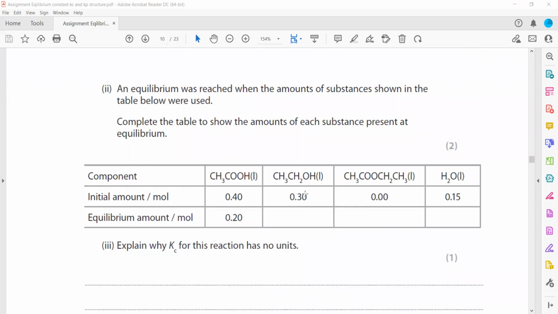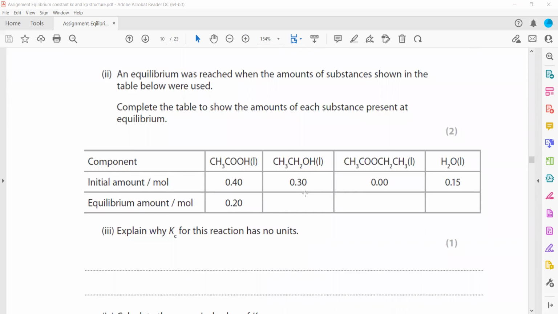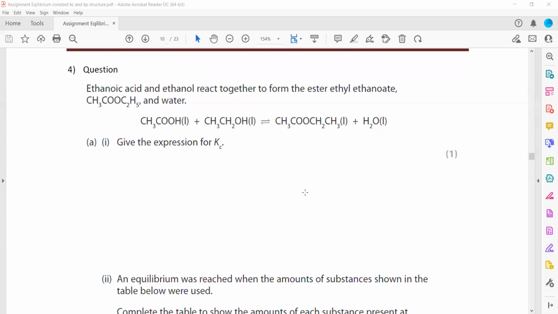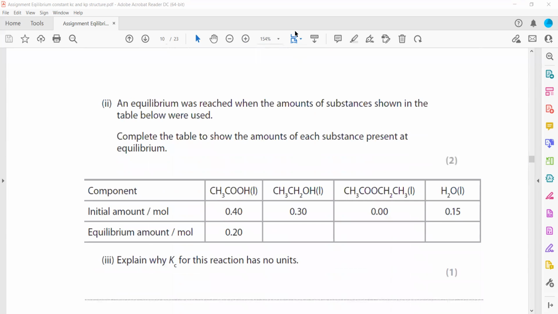An equilibrium was reached. Complete the table, which shows the amount of each substance present at equilibrium. You can see the ratio between them is 1:1. Now these are the moles at equilibrium. The moles of ethanoic acid are given. We don't check how many moles are there at equilibrium; we check how many moles reacted. If the original moles were 0.4 and at equilibrium we have 0.2, then 0.2 moles of ethanoic acid reacted.